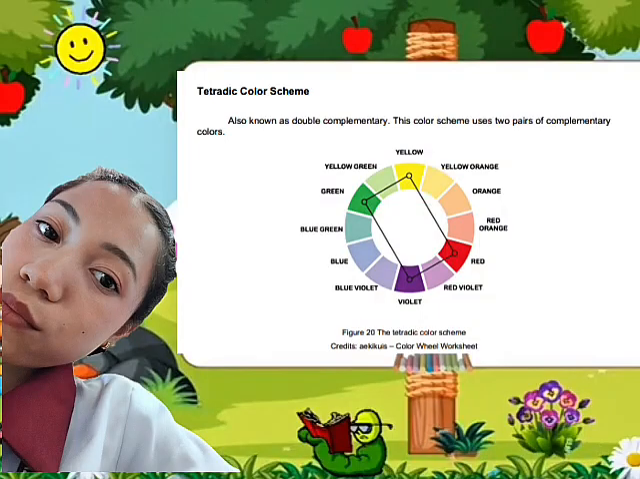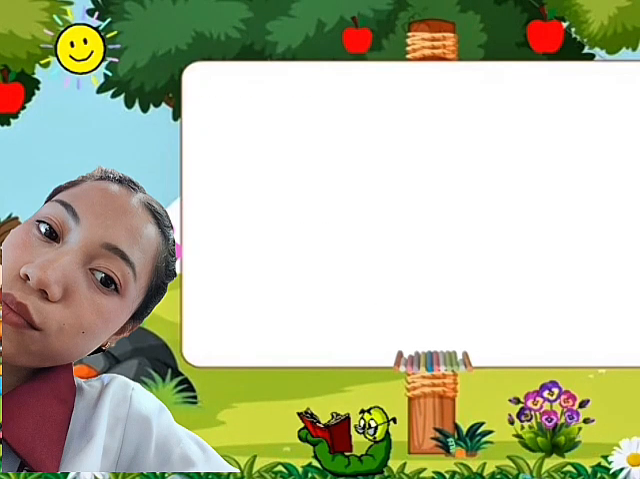Tetradic color scheme. Also known as a double complementary. This color scheme uses two pairs of complementary colors.